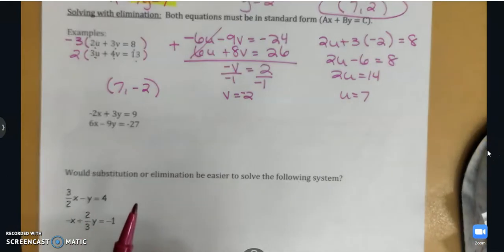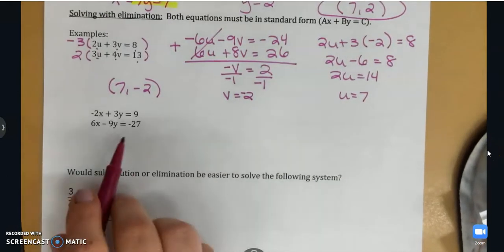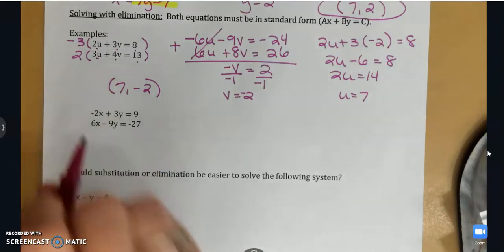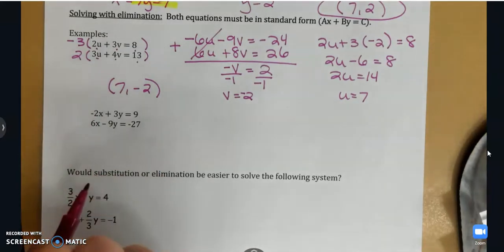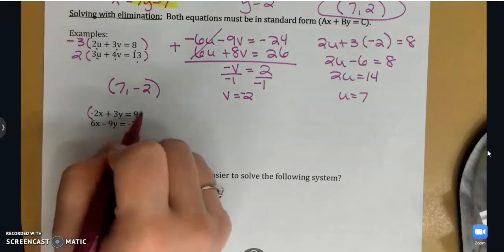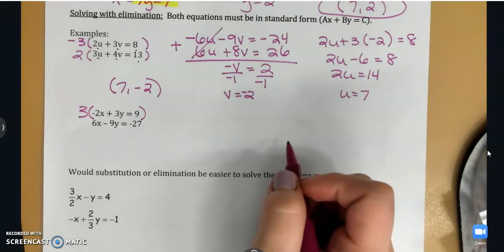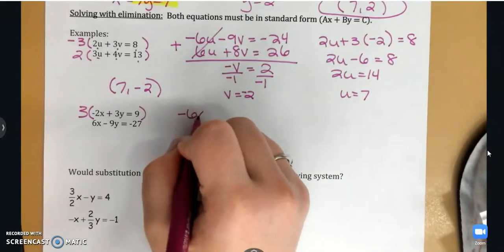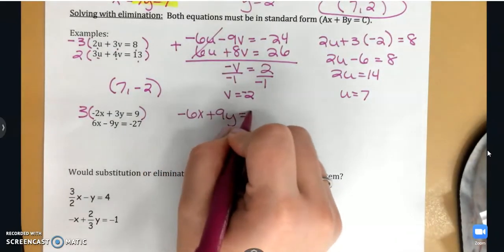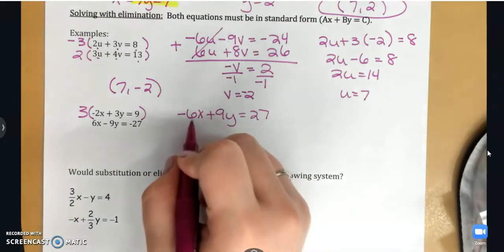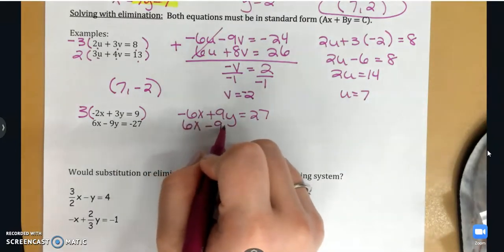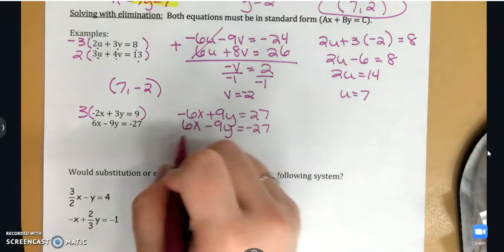We're going to use this elimination method again on this second equation. So my x's, one is already positive and one is already negative. So I'm just going to make them both be 6x by multiplying the top equation by 3. So negative 6x plus 9y equals 27. And then my bottom equation, 6x minus 9y equals negative 27.